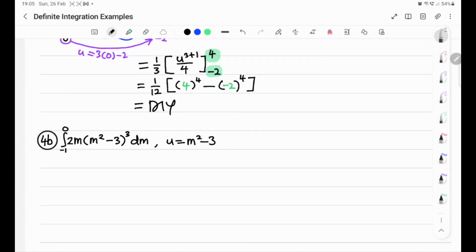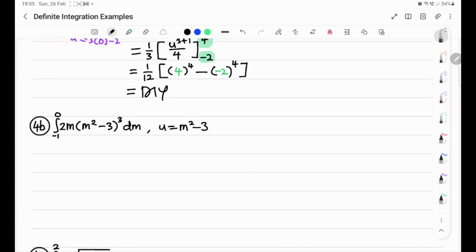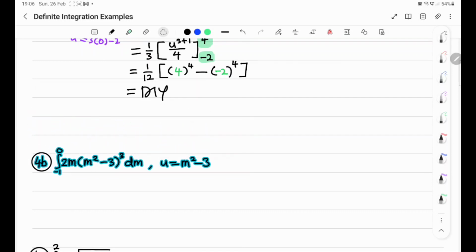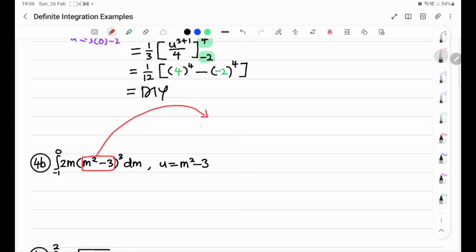Okay, let's go to the second one. The second one also has a substitution given. The substitution is m squared minus 3. Let u equals m squared minus 3. So we just rub off the substitution and put the equal sign over here.